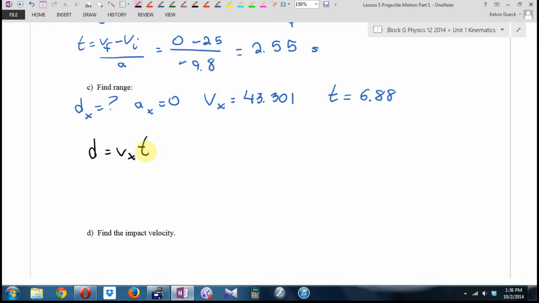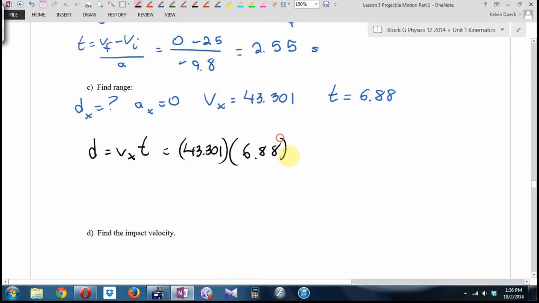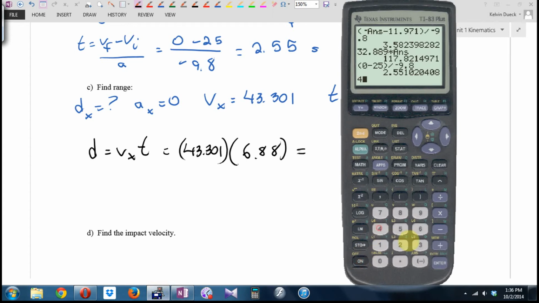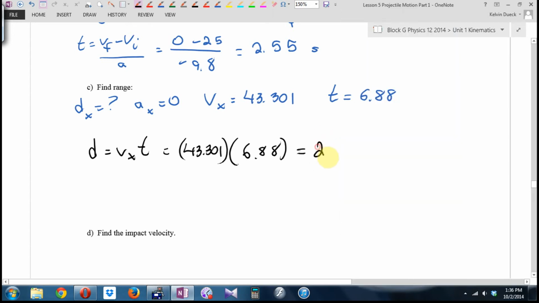I'm good with that. So it's going to be 43.301 times 6.88. Do that one in your head, Mr. Dueck. Okay. 43 times 6 is going to be 268? I'm a little off. Or maybe I'm way off. I think I forgot to carry a digit. Okay, I forgot to carry a digit. 298. Wow. And units, meters.